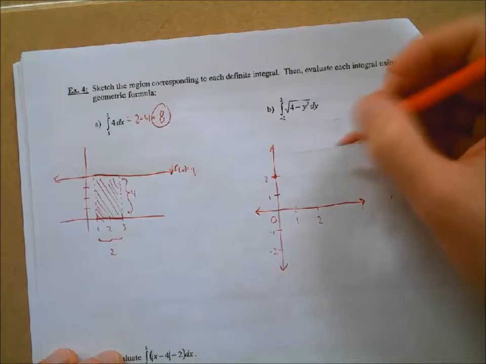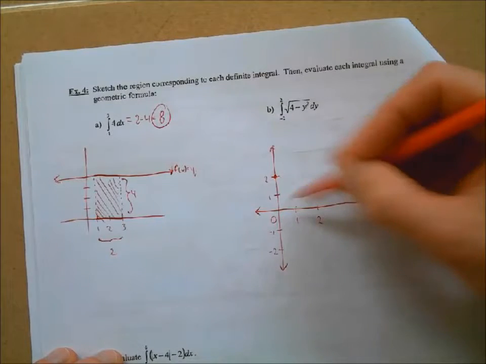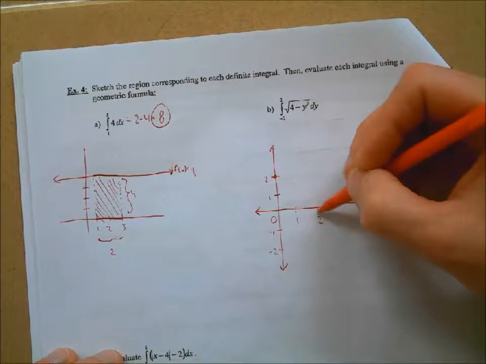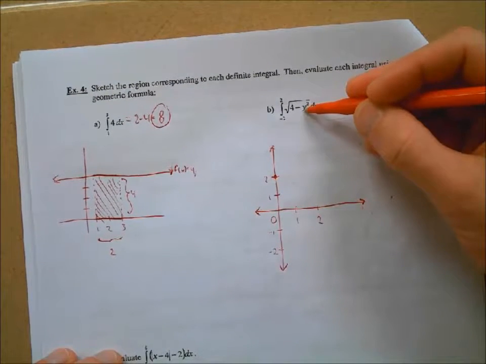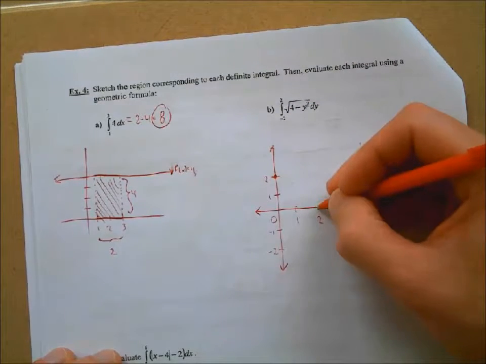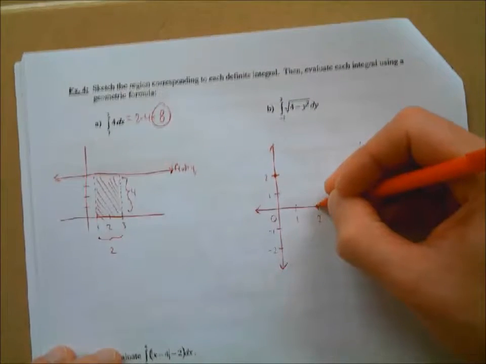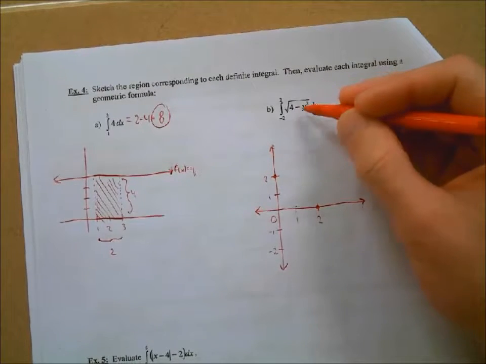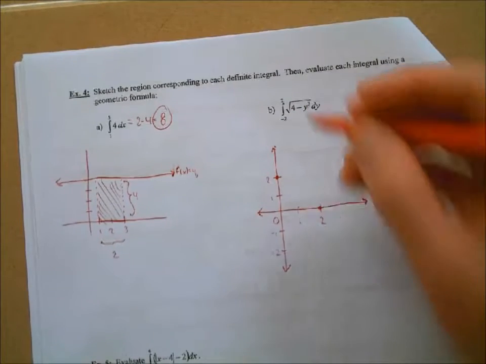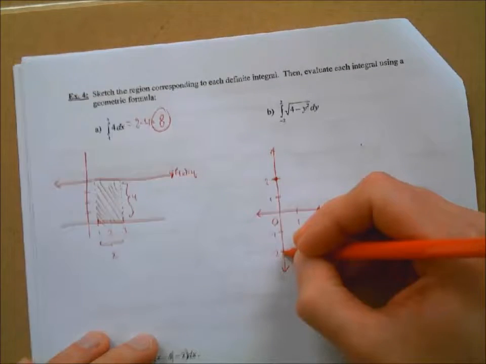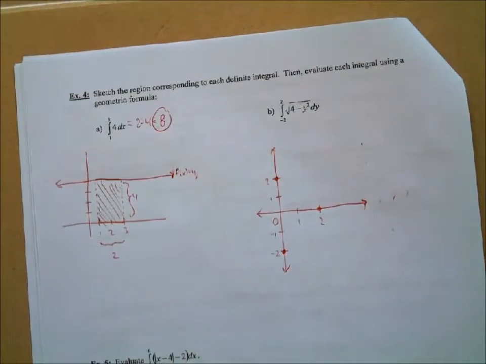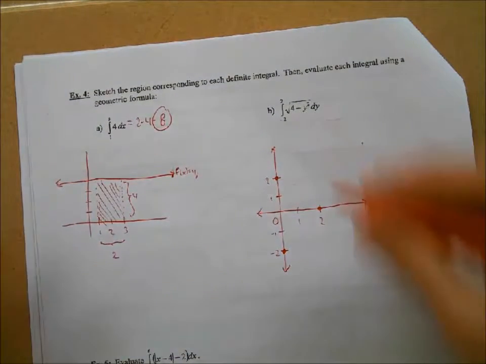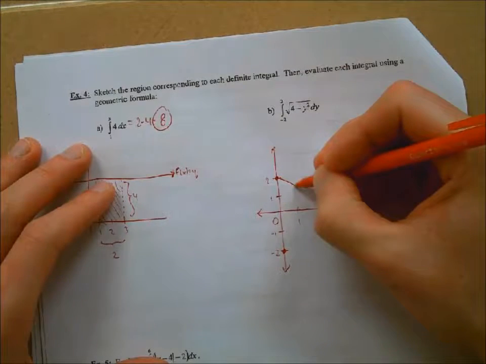If I plug in a 0 for my y-coordinate, 0 squared is 0, 4 minus 0 is 4, square root of 4 is 2. So I get the point 2, 0. And then negative 2 squared is 4, 4 minus 4 is 0, square root of 0 is 0. So at negative 2, I also have an x-coordinate of 0, so the point 0, negative 2 right there. So this is a semicircle here.